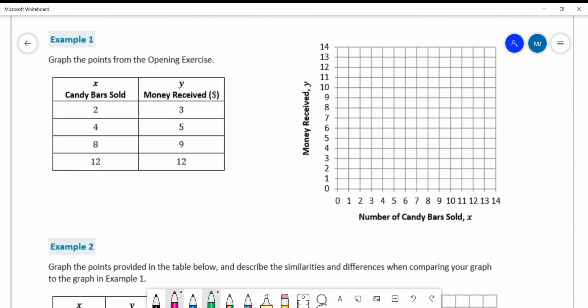So we're going to graph these points. These points came from the opening exercise. They were given to us and we talked about those, and you brought that one to me so that I can see your work. So you should already know if it's proportional or not. But let's go ahead and graph these points. So the points here would be 2, 3, 4, 5, 8, 9, and 12, 12. So I'm going to graph 2, 3. So 2, 3. And 4, 5, 8, 9, and 12, 12.